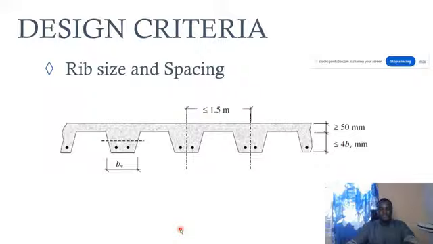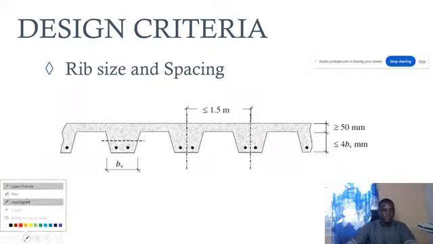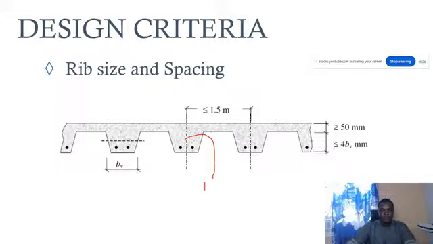So looking at this picture, this is just a simple cross section that was cut. So this is the rib. This part of the beam is the rib. So this is the rib, and then the part of the slab here is what we call the topping. So these are the two major components of a rib or waffle slab. So if you want to design a rib or waffle slab, what we are designing is either the rib or the topping.